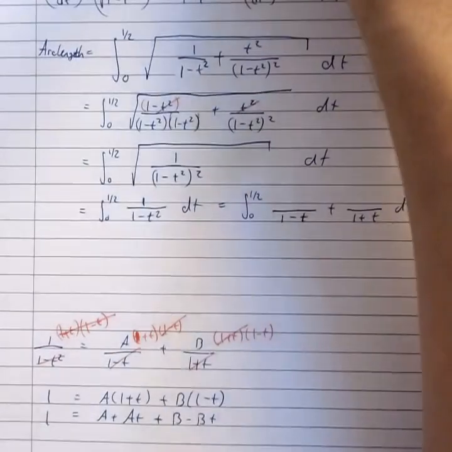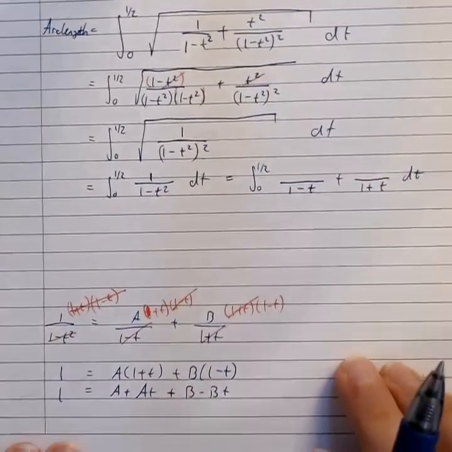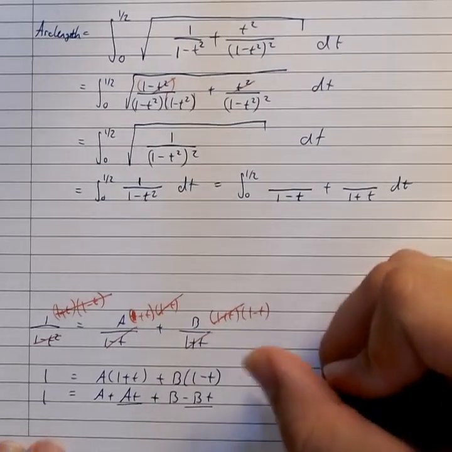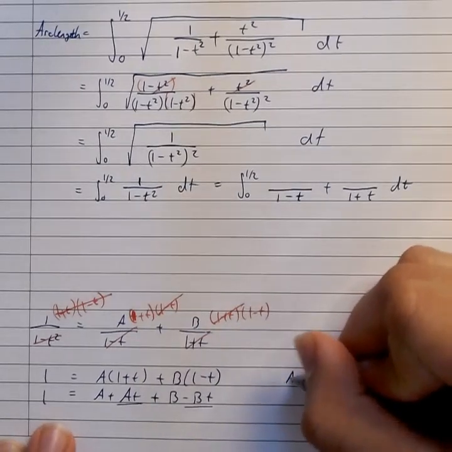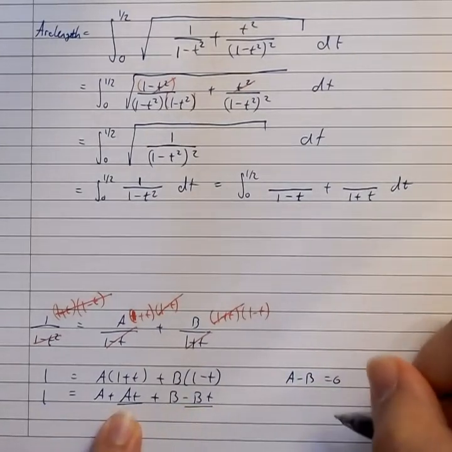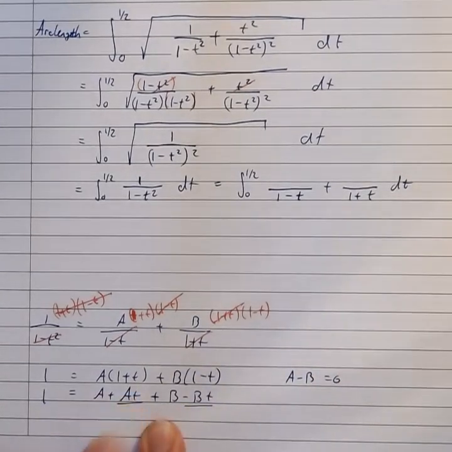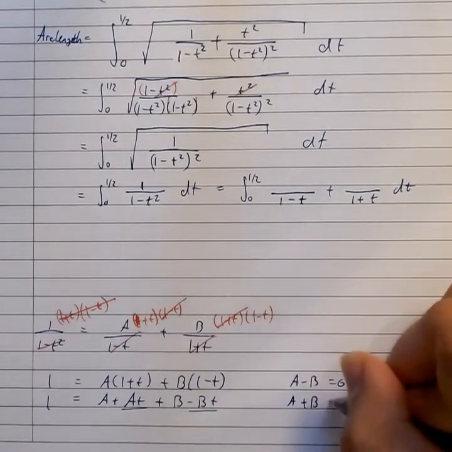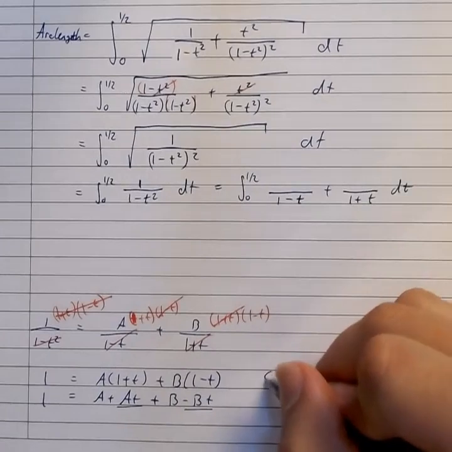But now we can go ahead and match these up. I notice that if I combine these two terms, I should get 0. At minus bt should give me 0t because there's no t out here. So I should be able to get a minus b. If I put those together, I should get 0. If I put those together, a plus b, I should get 1. And there's my system of equations.